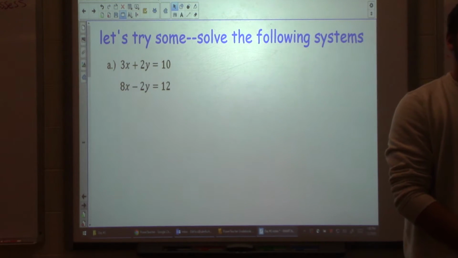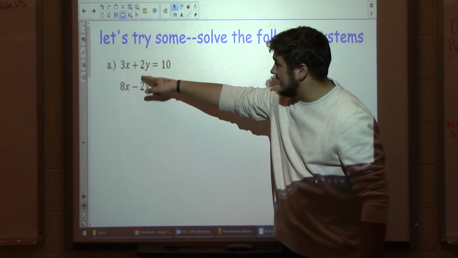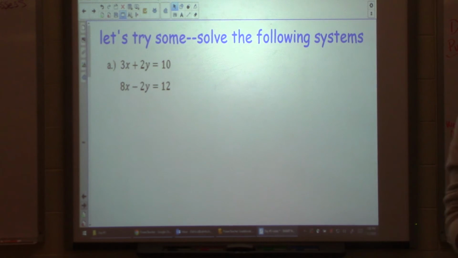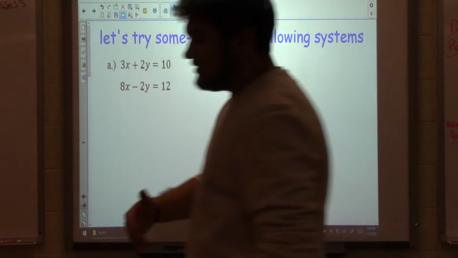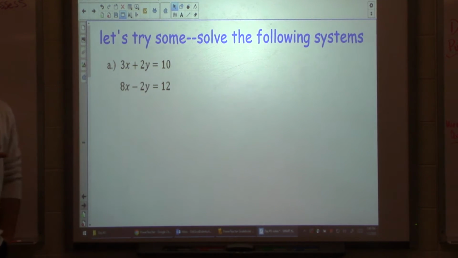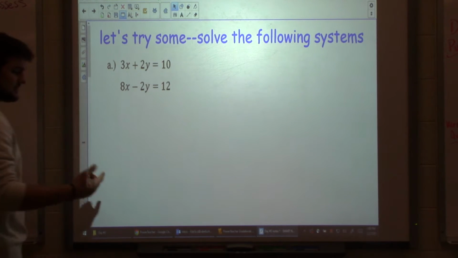It's actually a really good choice in this problem because if you look, I already have opposite coefficients. I already have positive 2 and negative 2. If I didn't have that, I'm going to multiply the equations by something so I can get those opposite coefficients. Alright? So if I look here, I have positive 2y and negative 2y, which means if I add the 2 equations, what's going to happen to my y's? They're going to cancel, right? They're going to eliminate. That's why it's called combination elimination.